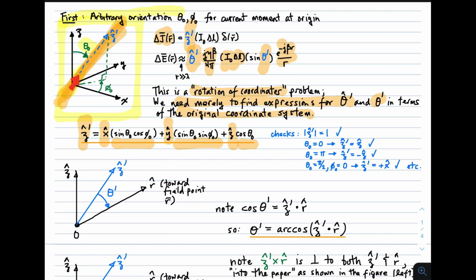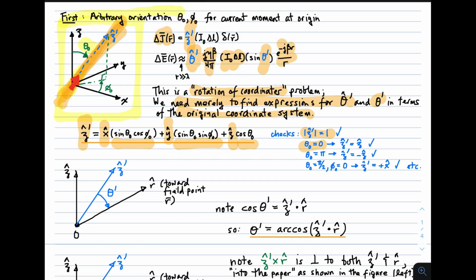Now, there's many different ways you can derive this expression, but I'll simply point out that it's something you can get just by looking at the picture. And you can check, for example, to make sure this is actually a unit vector. It is. If you compute the magnitude of this thing, it is 1. And you can check that it gives you the right result for special cases.